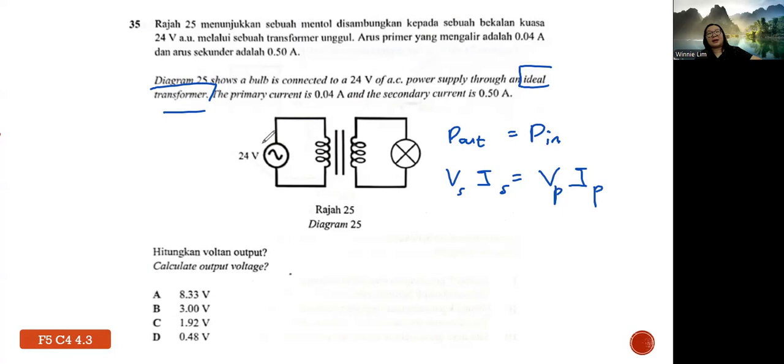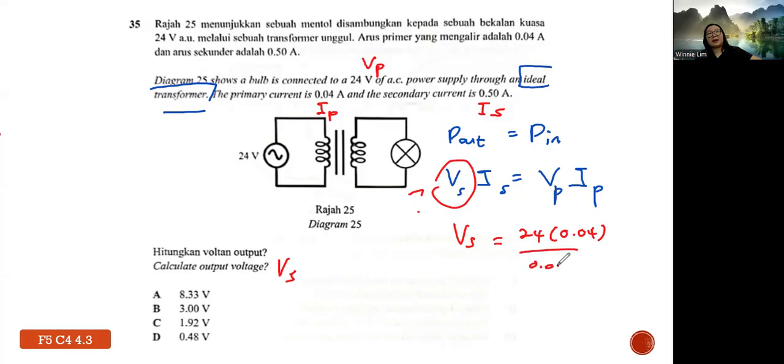So this 24 is actually input. So it's a primary idea. So we have V_P. Then this is I_P. This is I_S. Output is also secondary idea. So we don't know this one. So V_S times 0.5 equals 24 times 0.04. So you see, I just look at my P and S, I won't put wrongly. Then finally you press calculator, you will get 1.92 volts. So this is how you get the answer.